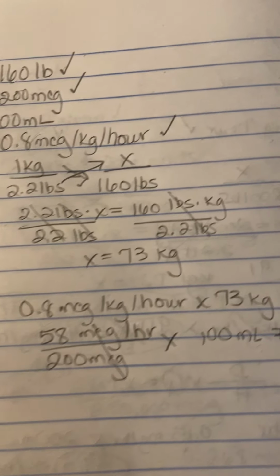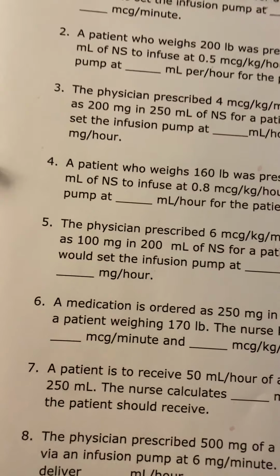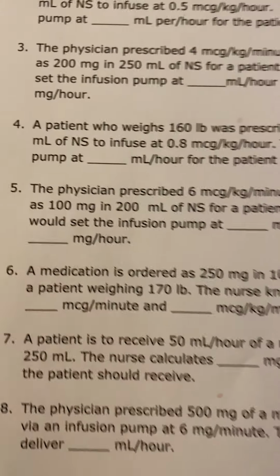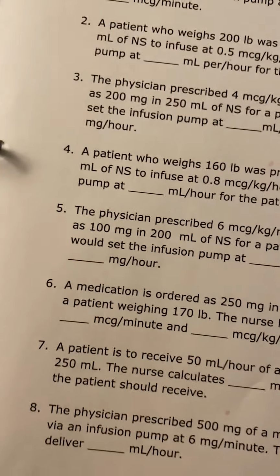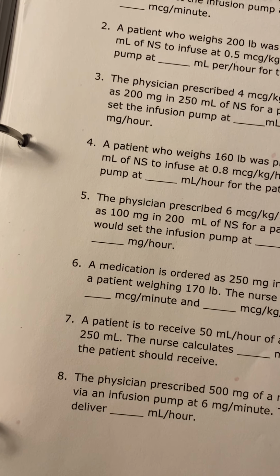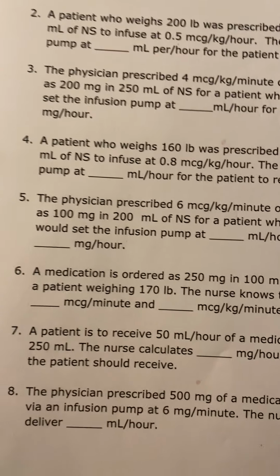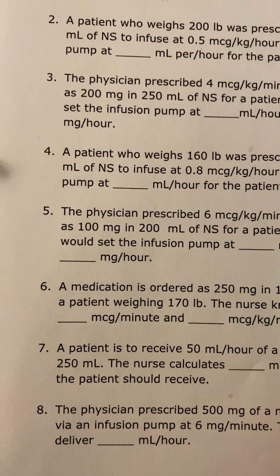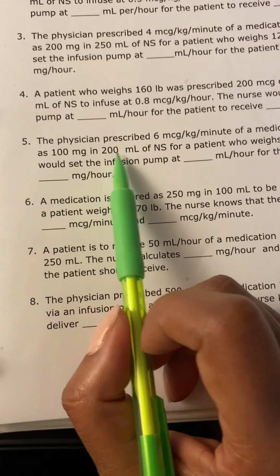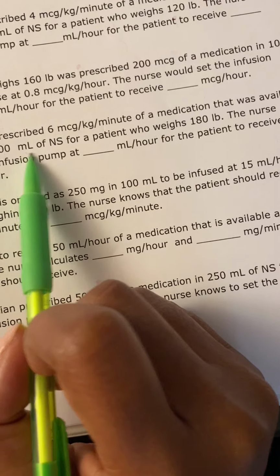I'm still looking over various problems to see. If you don't mind, let me give you one more, please. I know they're all the same, but I just like to make sure you have a good understanding. All right, let's look at another one. Let's look at number 5. Number 5 looks a little different. It says the physician prescribes 6 micrograms per minute of a medication that was available as 100 milligrams and 200 milliliters of normal saline for a patient who weighs 180 pounds. Oh, it's just like number 1.